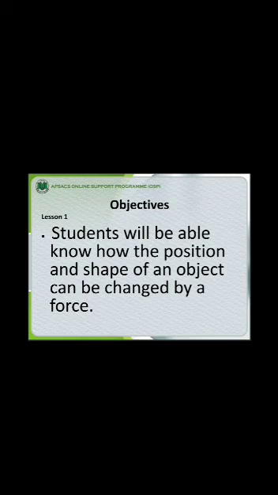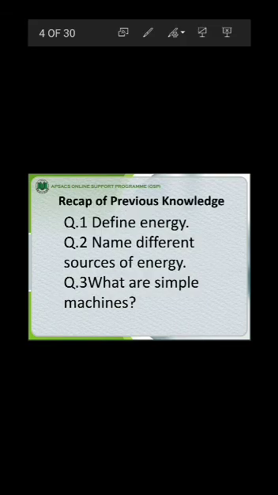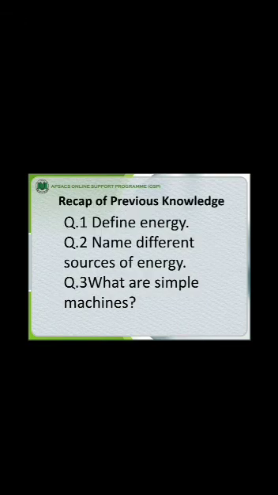Let's see what are objectives of the lesson. Objectives are: students will be able to know how the position and shape of an object can be changed by a force. But before starting the lesson, I will ask some questions. In the previous lesson, we have discussed about the energy, sources of energy and simple machines. So dear students, tell me, what is energy? Yes, very good. Energy is the capacity to do work.